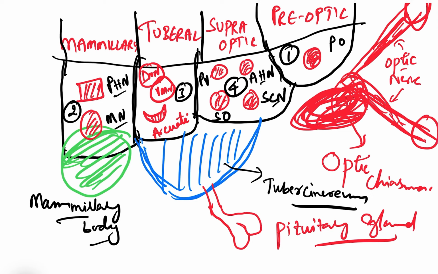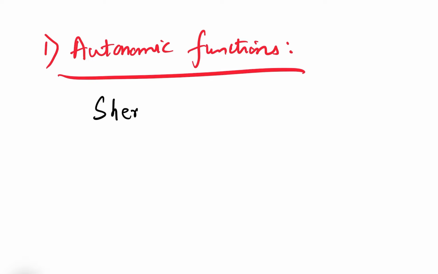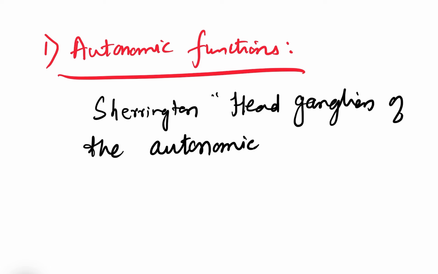Now come to our main topic, the functions of the hypothalamus. One by one we will discuss. The first and foremost function is that it is very helpful for maintaining the autonomic functions of our body through the autonomic nervous system, that is, sympathetic and parasympathetic. According to Sherrington, the hypothalamus is considered the head ganglion of the autonomic nervous system. Why is it considered the head ganglion of the autonomic nervous system? Let us discuss that now.